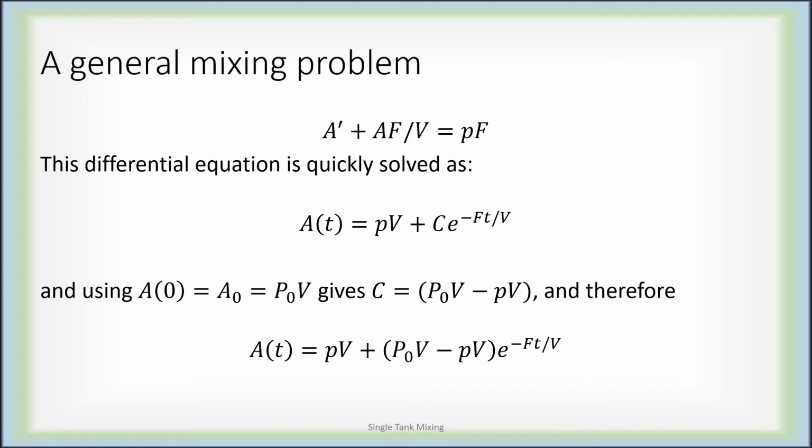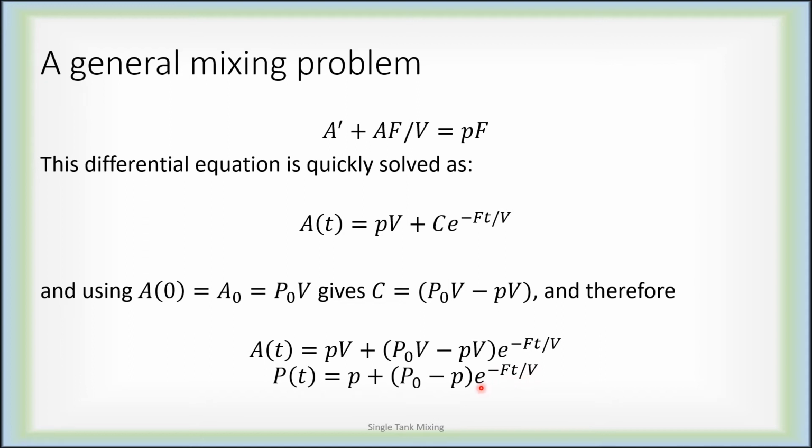But we were interested in finding our concentration at time t. So we're going to take our amount and divide it by our volume, which actually simplifies things rather nicely. So our concentration, or our proportion at time t, is given by the inflow concentration P plus the difference between our initial concentration and our inflow concentration times this exponential term. Observe a couple of things. As t goes to infinity, since capital F and capital V are actual physical things representing a flow rate and a volume, F over V is positive, so negative Ft over V.